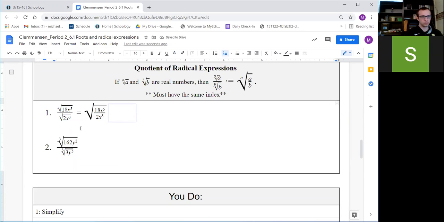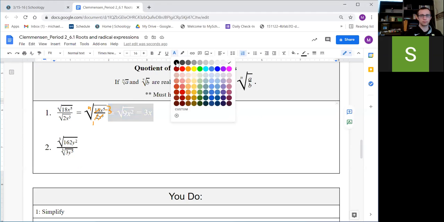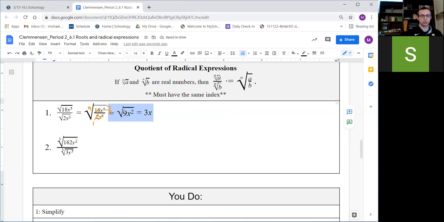Then we do some simplifying. Combine them: 18 divided by 2 is 9. Just like we did earlier today, we subtract these two exponents. This gives me 9. This gives me nothing, 1 left over. Cancel this out, subtract 3 from here. I end up with this right here. Oops, give the full answer. So we have the square root of 9x squared. The square root of 9 is 3. The square root of x squared is x. So my final answer is 3x.